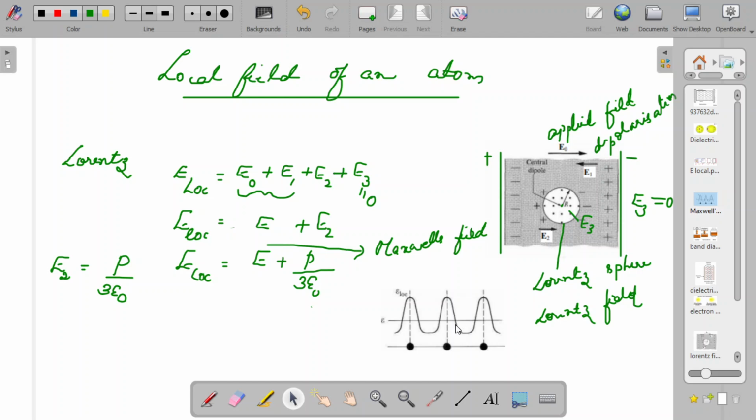So we discussed the local field of an atom. We understood that the local field of an atom means the field experienced by an individual atom within the dielectric material, and that is different from the effective field of the applied and the depolarization field, and that is effectively more than the average field existing on the whole volume of the specimen. Okay, so this is all about the local field of an atom.